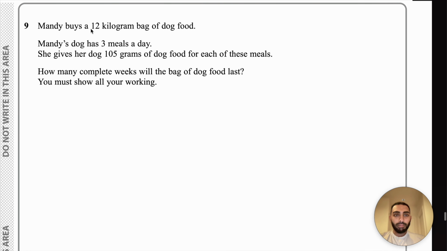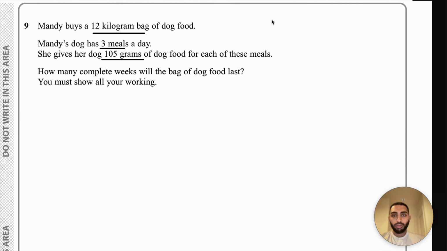Question 9. Mandy buys a 12-kilogram bag of dog food. Mandy's dog has 3 meals a day. She gives her dog 105 grams of dog food for each of these meals. How many complete weeks will the bag of dog food last? Show all your working. So first, let's convert this into grams because we can see we're working in grams here.